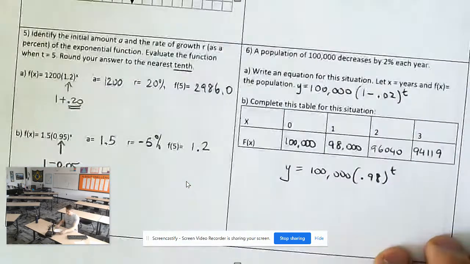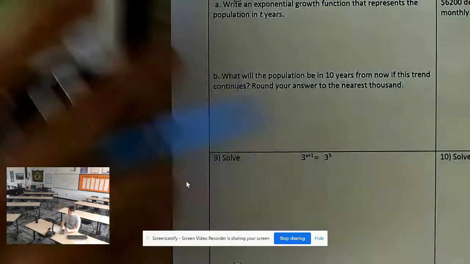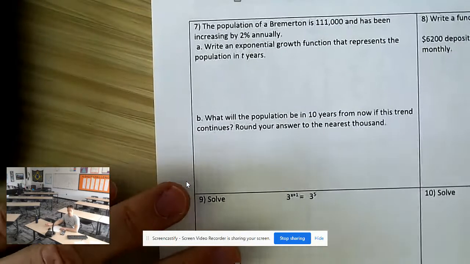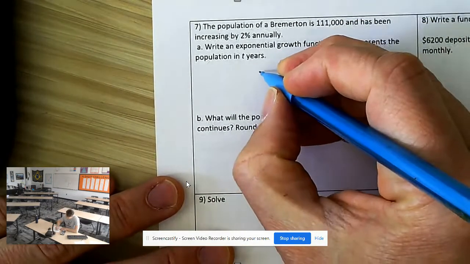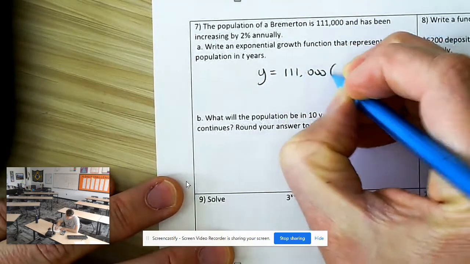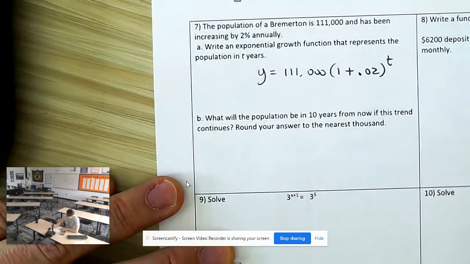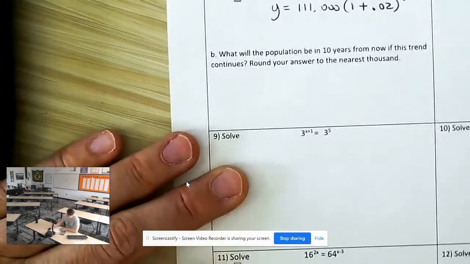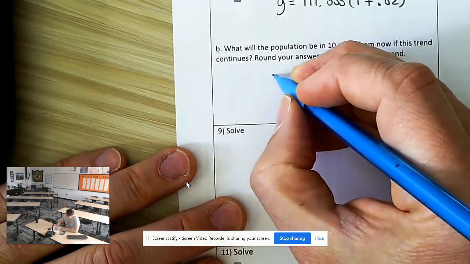Okay, flip it over. A population of Bremerton. Oh, the population of Bremerton is that many people. It has been increasing. Okay, this is very similar. So y equals 111,000 times 1 plus 0.2 to the t. That's it. What will the population be in 10 years if this trend continues?